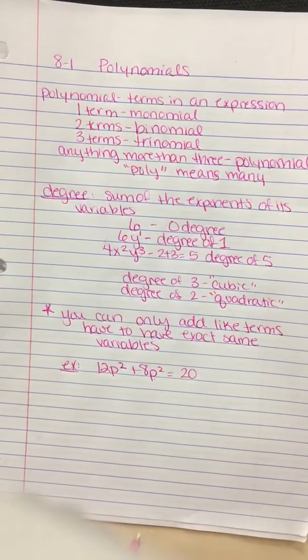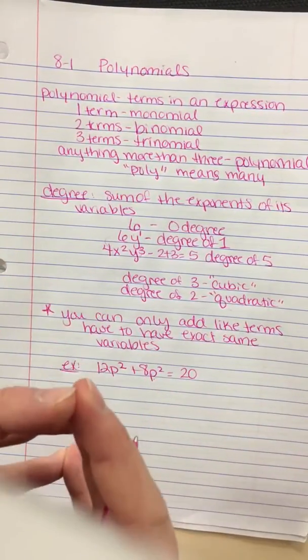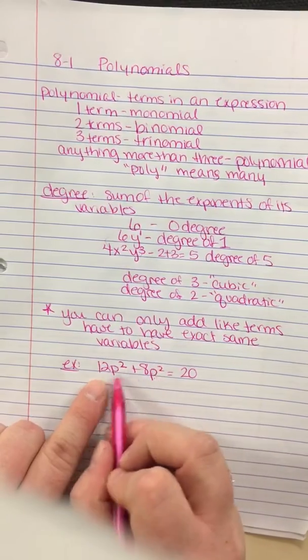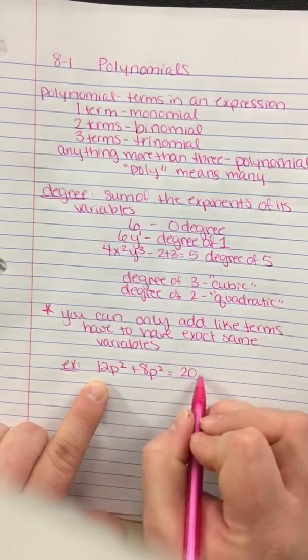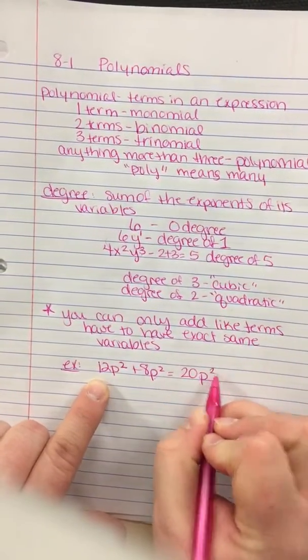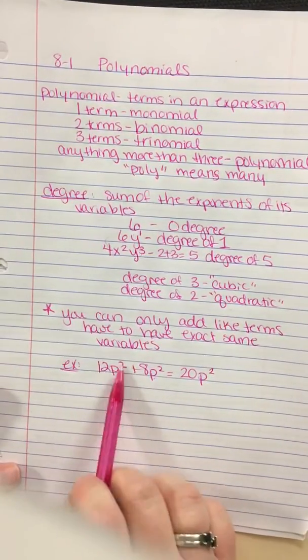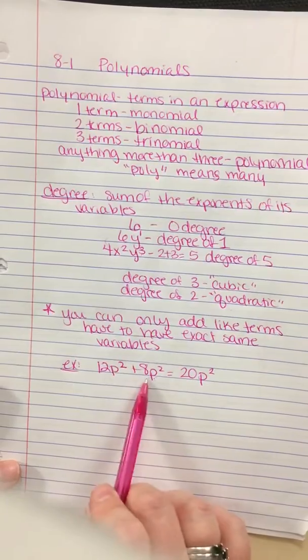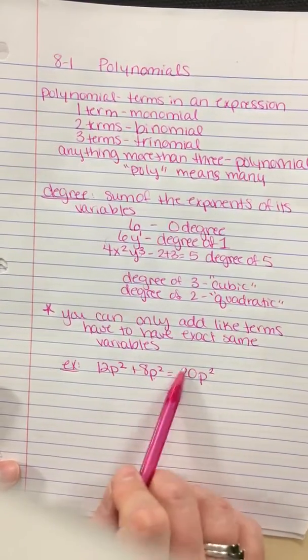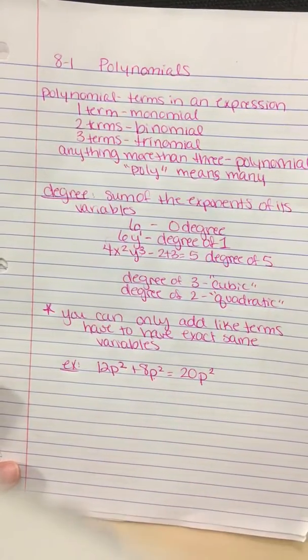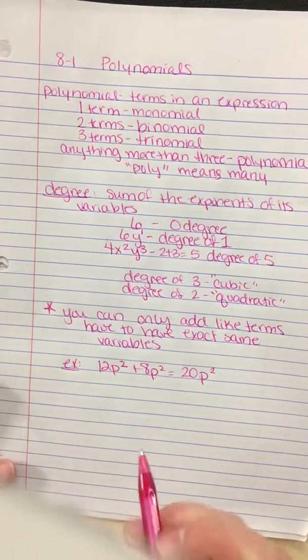Now when you're adding these groups together, these terms together, you don't change the label here. I know a lot of you are going to want to do p to the fourth. No, it's just p squared. Do not change the label, okay? You're just adding 12 of some item plus 8 of another item. It's still that same item. That didn't change, okay? You have to think about it in terms like that.